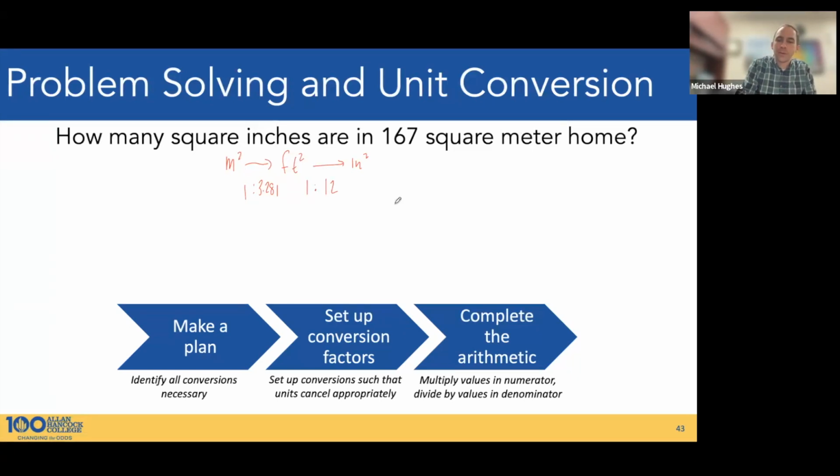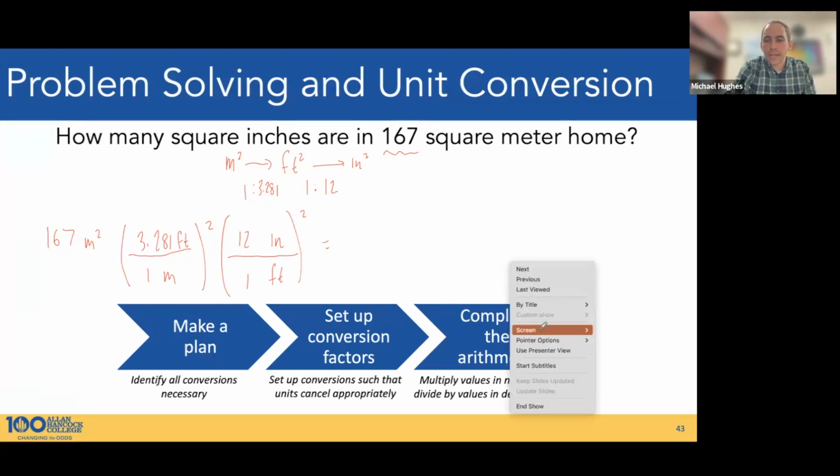So let's set up the conversion factor, starting with what we know, which is 167 meters squared. There is, in every 1 meter, 3.281 feet, and we're going to square all of that in a minute, times, we want feet to go away. We really care about square inches. We know that there's 12 inches in 1 foot. We're going to square all that as well.